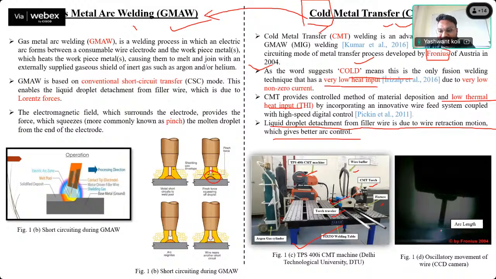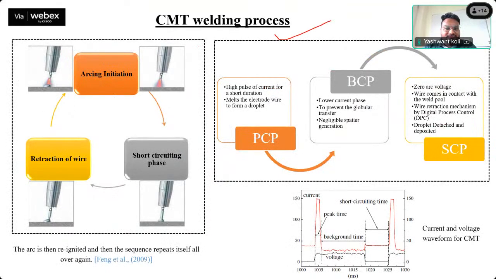So here you can see the CMT oscillatory movement. This is captured by a CCD camera. This is not visually available, as it is in milliseconds. In 1 second, the retraction is happening around 60 to 70 times. So this is recorded only by a CCD camera. The CMT process, I told you in the last class, has PCP, BCP, and SCP: peak current phase, background current phase, and short circuiting phase.